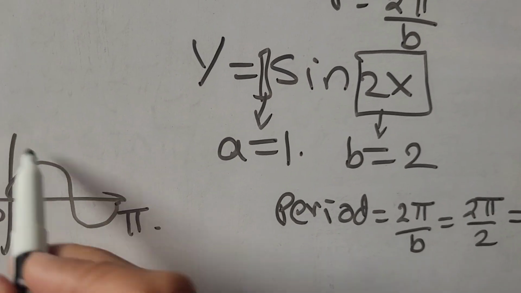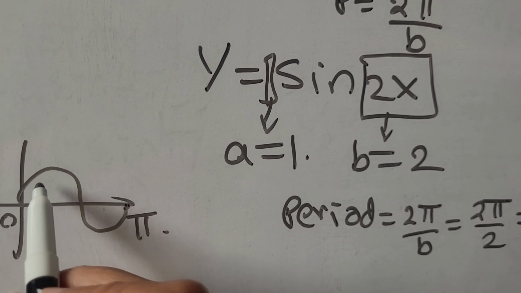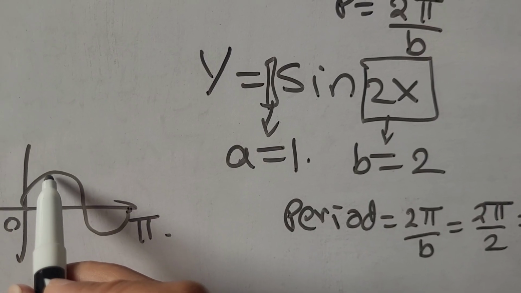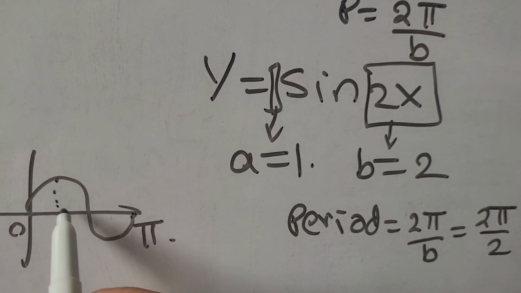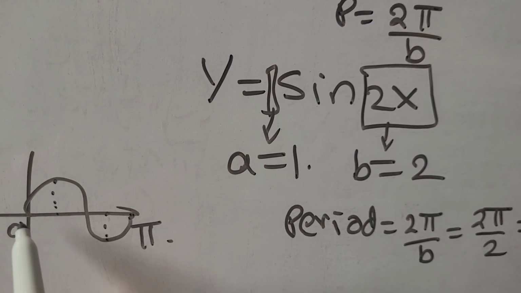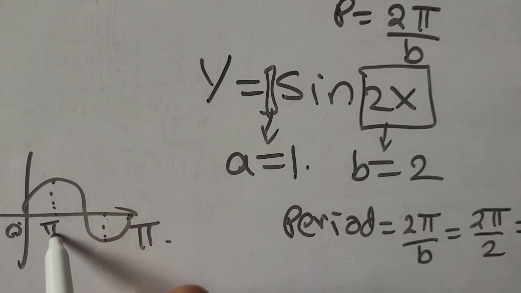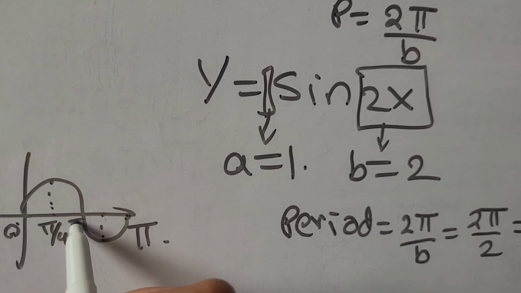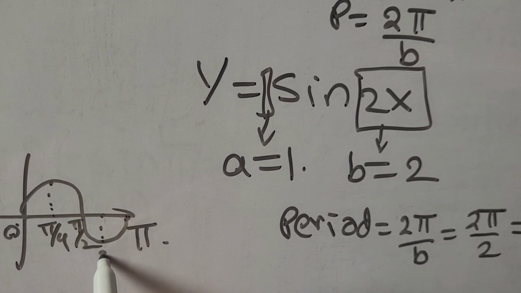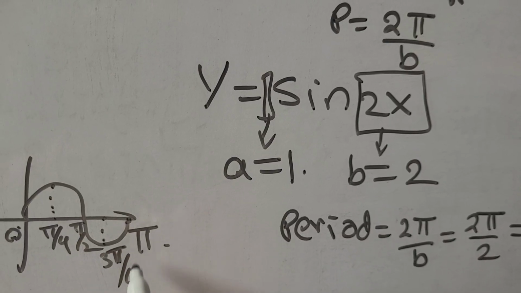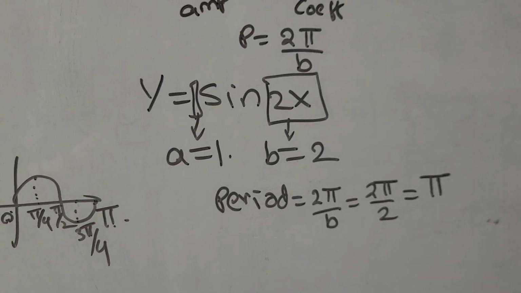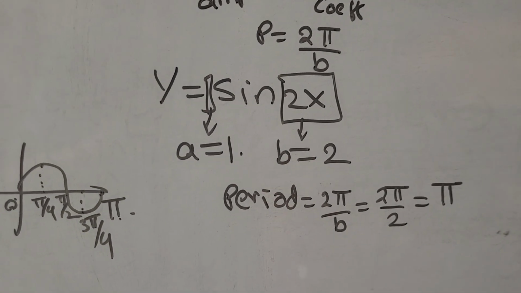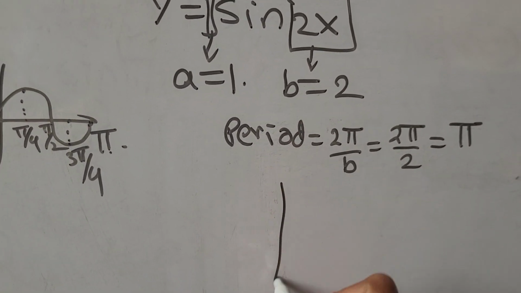So this total wavelength will be pi, and I need to divide it into 4 equal parts. In that way this becomes 0, and this becomes pi by 4, and this becomes pi by 2, and 3 pi by 4, and then pi. So let's mark the graph like that.